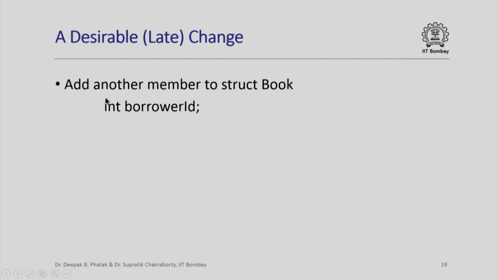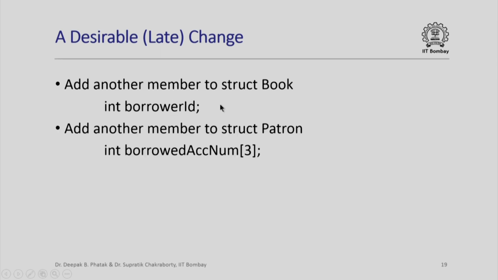So a desirable change, albeit a late change, would be to add some additional members to our structures. We might want to add a member called borrower ID to the structure book, and a member which is an array of size 3, each element of that array being an integer, and this array is basically the accession numbers of the borrowed books. We would like to add this member array to the structure patron.